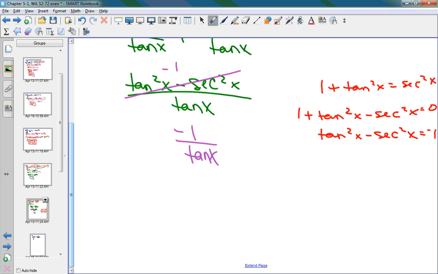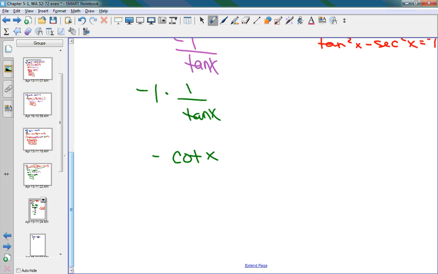Now, I don't like this. Can I rewrite this? This is going to be negative 1 times 1 over the tangent of x. What is 1 over tangent of x? Cotangent. So what I actually have is negative cotangent of x. Do we all see that? 1 over tangent is cotangent. I know. Isn't it ridiculous? But it's fun. No. I love this part here. This is like heavenly. I leave it as negative 1 over tangent of x. It will not be completely finished.